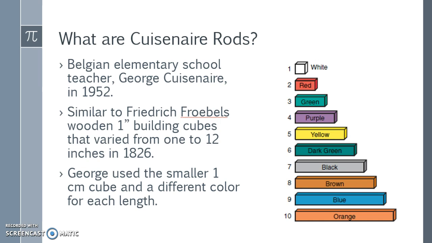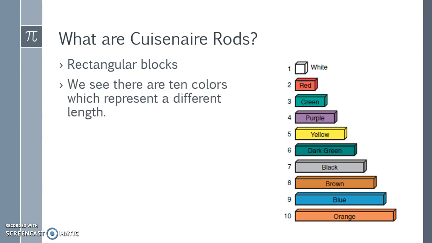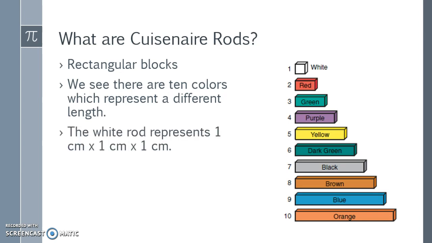As you go through, and if you were to Google or look up Cuisenaire rods, there are many different varieties and usage for the colors. These are the main colors listed on the right. There is no rhyme or reason for why the colors are chosen the way they are. As you can see, they are rectangular blocks. We see that there are 10 different colors, and each color represents a different length.